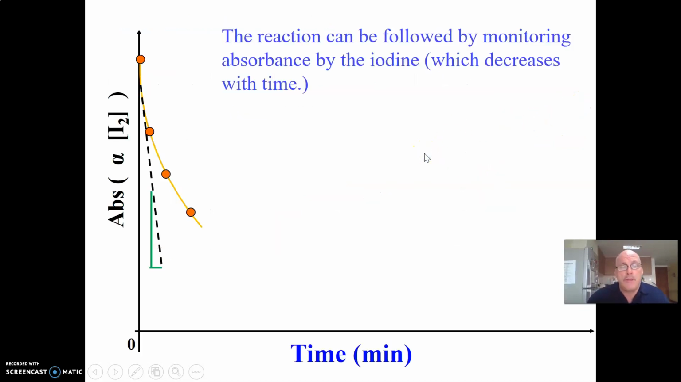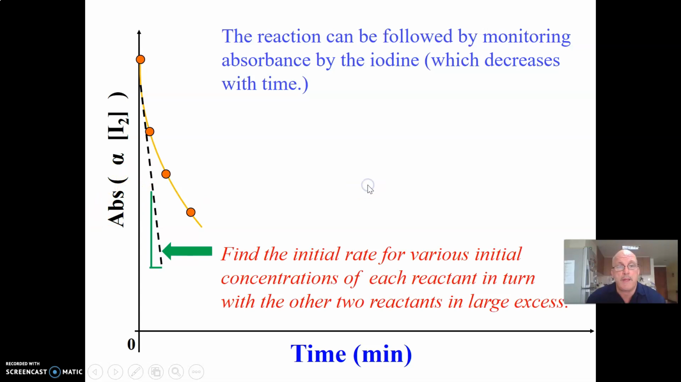So what you can do is, as a function of time, measure the absorbance, which is proportional to iodine concentration, right? This is the Beer-Lambert law, again, that you saw in a previous video. So the reaction is being monitored by following the iodine concentration in terms of absorbance, okay?